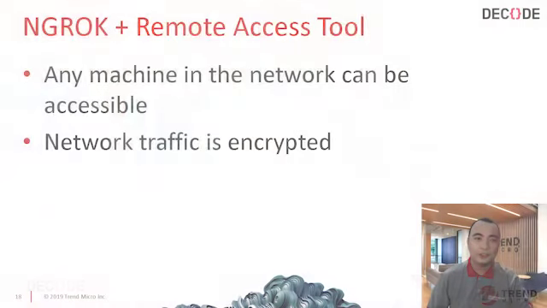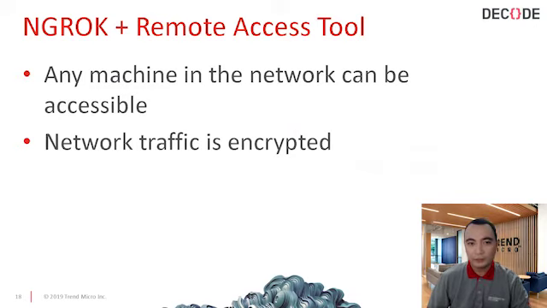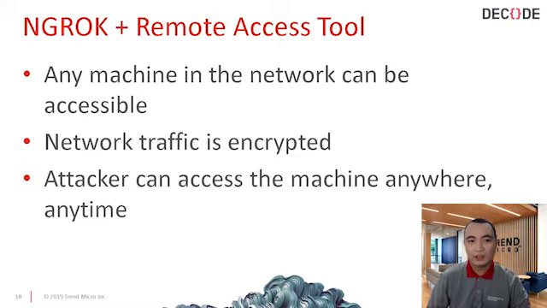So any machine in the network can be accessible, including your machine. And for Ngrok, network traffic is encrypted via TLS, and an attacker can access the machine anywhere and anytime. And also, the good thing about, or the bad thing about Ngrok is tunnel traffic is not limited to SMB. So you could actually try to experiment with Ngrok. You could actually tunnel RDP or FTP, HTTP, or other traffic that you want to tunnel.